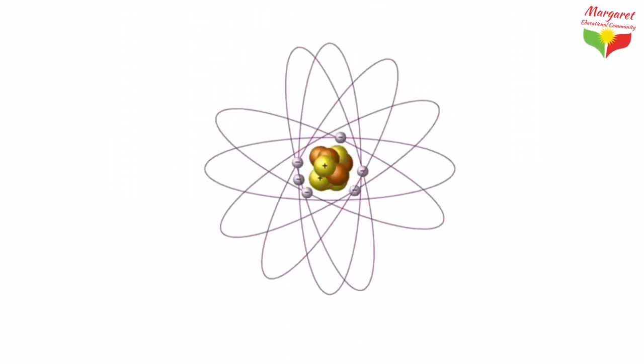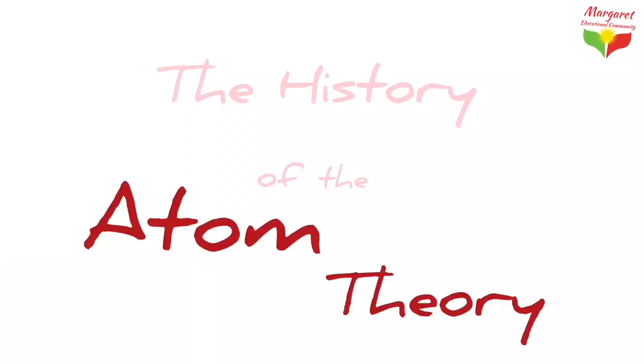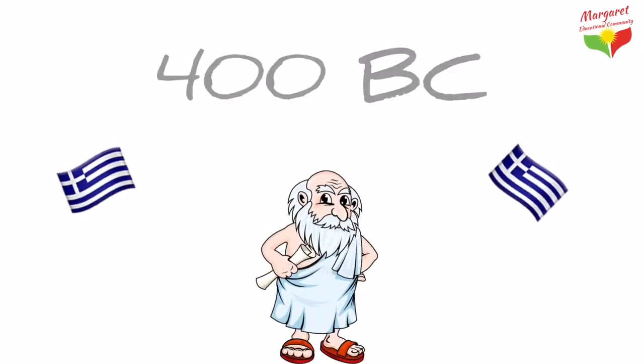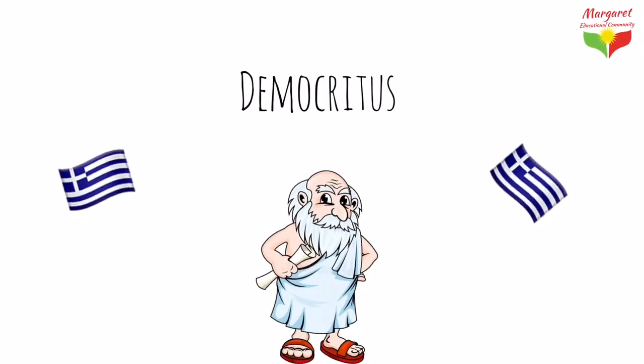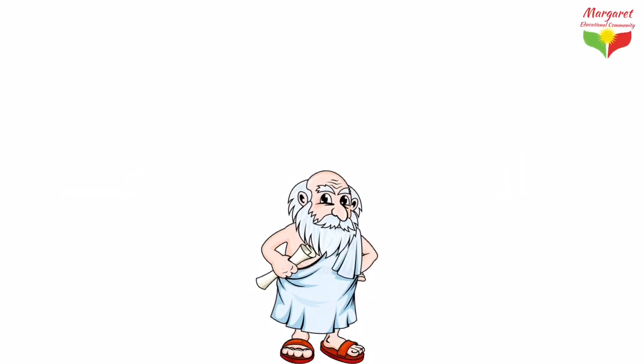Today's class is about atoms and elements. Let's find out about the history of the atom theory. In 400 BC, a Greek philosopher, Democritus, proposed that matter is made of tiny particles that are too small to be seen. And Democritus tried to share his thoughts with people.